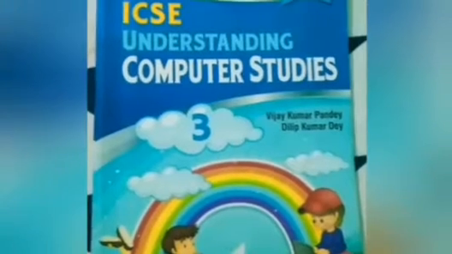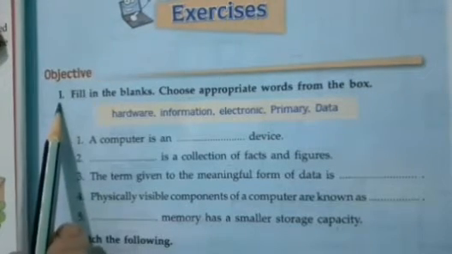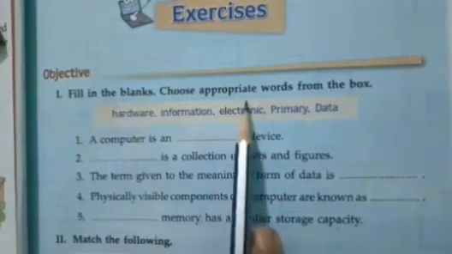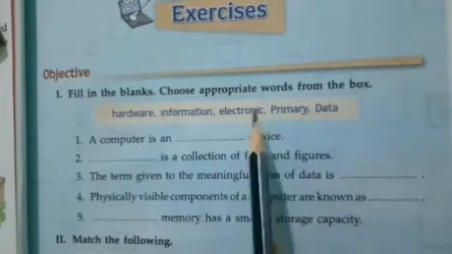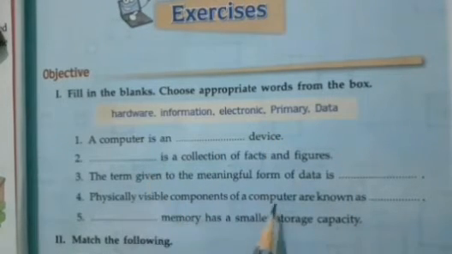Children, this is your book, ICSE Understanding Computer Studies. This is your page number 19 and here the exercises questions are given. Today we are going to solve these exercises questions of chapter 1 as a revision. Those who have done these questions can recheck from here also. Let's get started with the objective questions. The first question is fill in the blanks. Choose appropriate words from the box. Now children, you know what you have to do? You have to find the words from here and fill the blanks with the correct words.